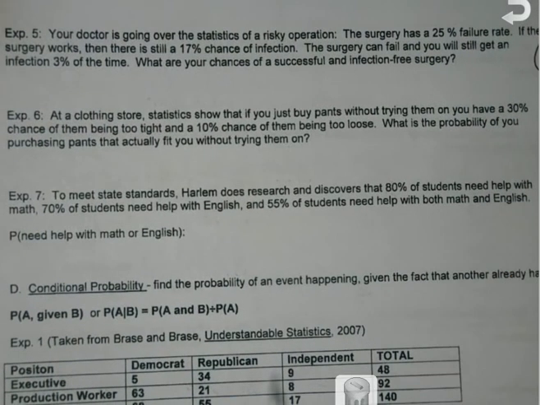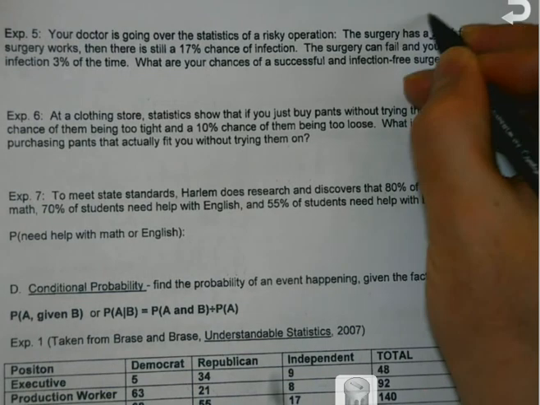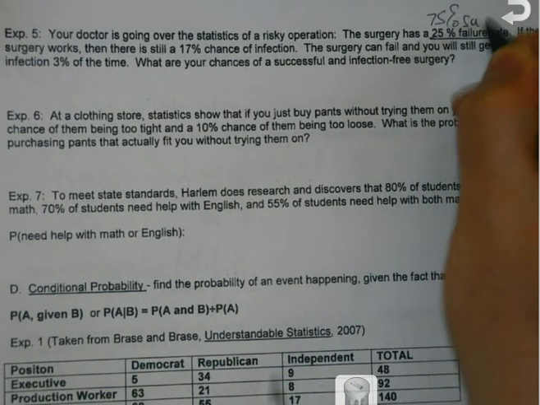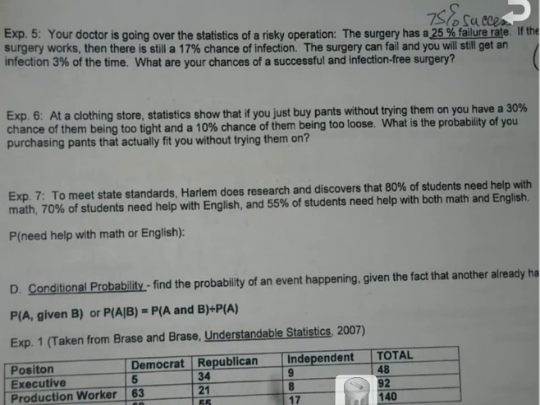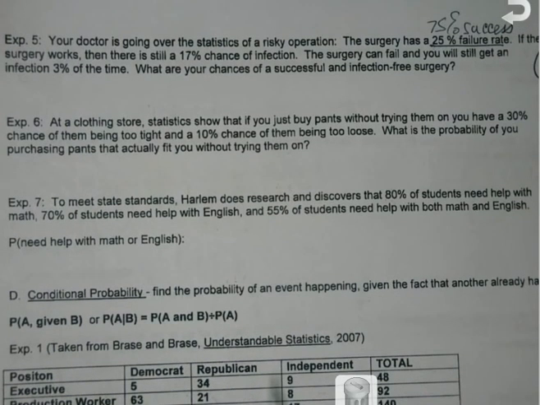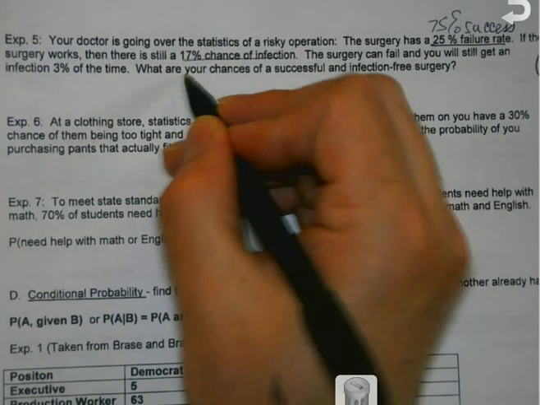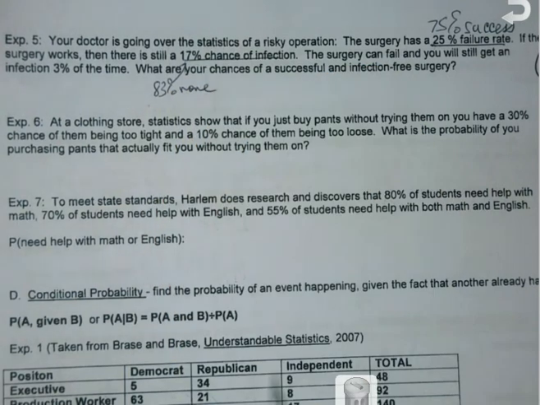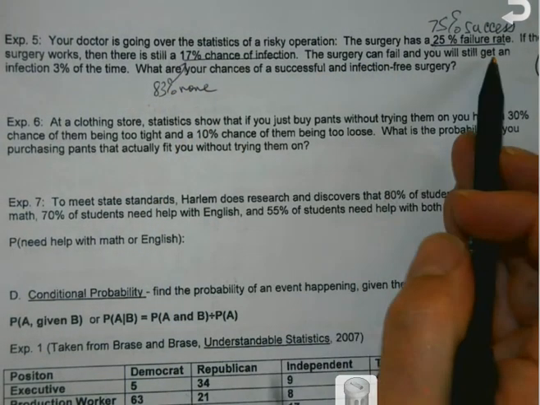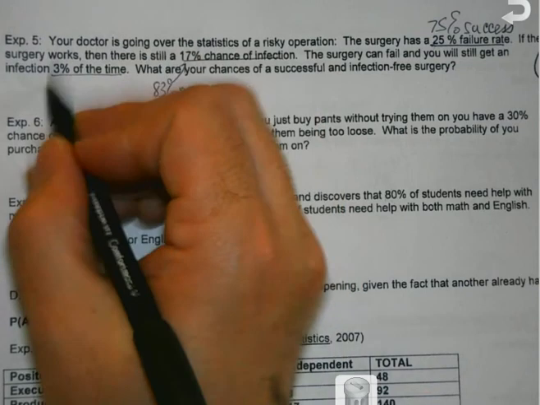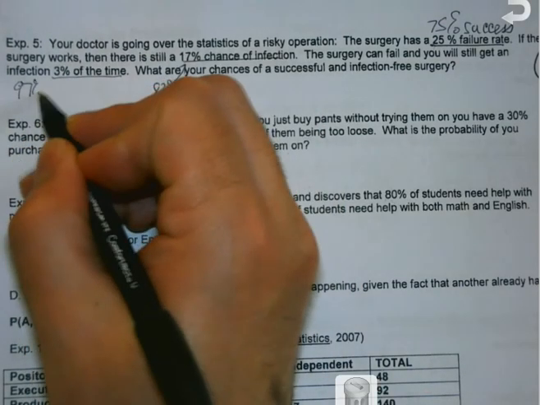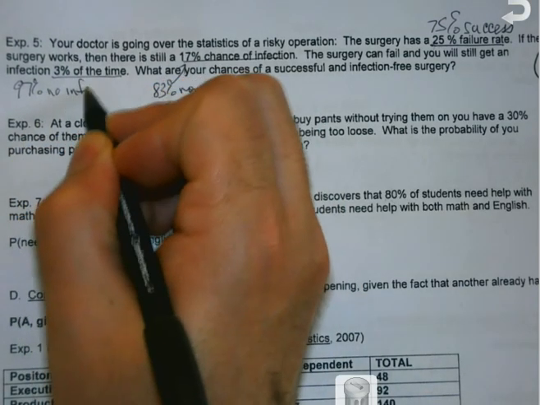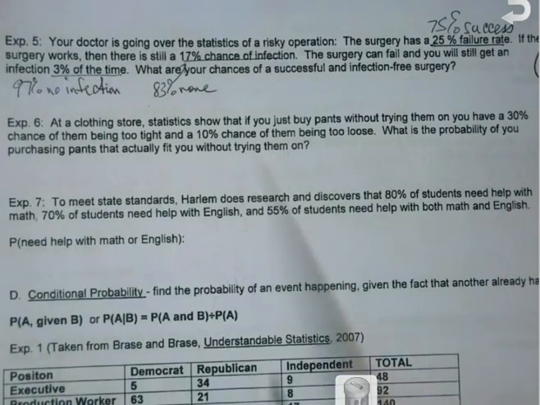Okay. My doctor's going over the statistics of a risky operation. 25% failure rate. 75% success because it's going to work or it's not. If the surgery works, there's a 17% chance of infection. 83% chance there's not going to be any though. The surgery can fail and you will still get an infection 3% of the time. 97% of the time, I'm not going to. Those are the types of things I want to look at in questions like this, because then I'm ready for anything.